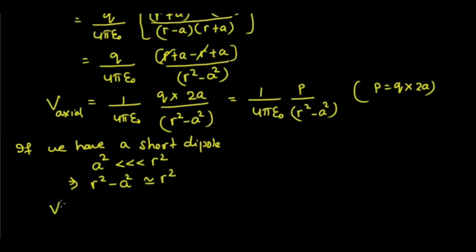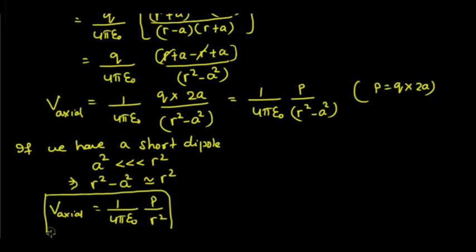So in that case, V axial will be how much? It will be 1 by 4 pi epsilon naught P by R square. V axial will be equal to 1 by 4 pi epsilon naught P by R square, because this value R square minus A square is approximately equal to R square.